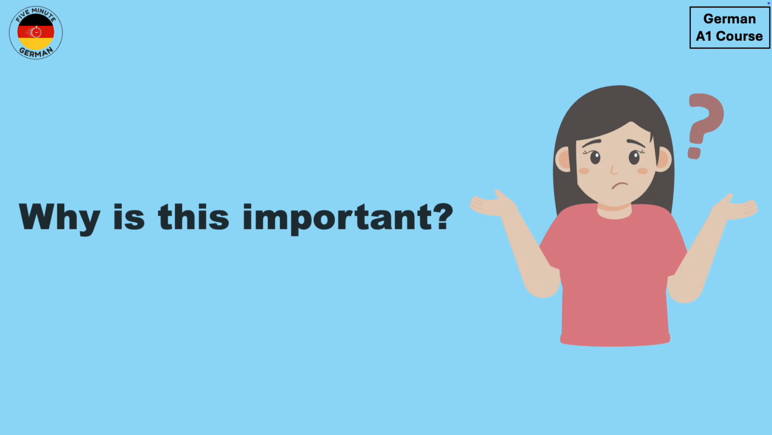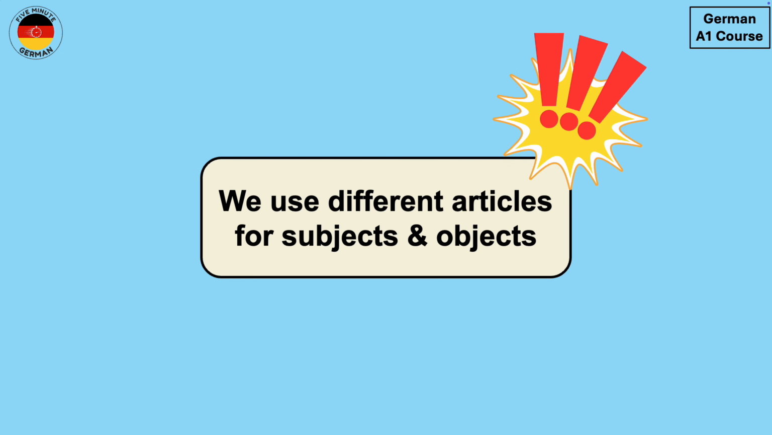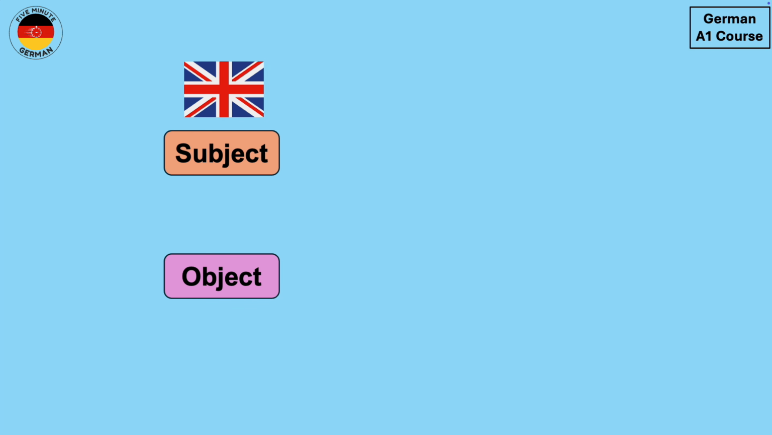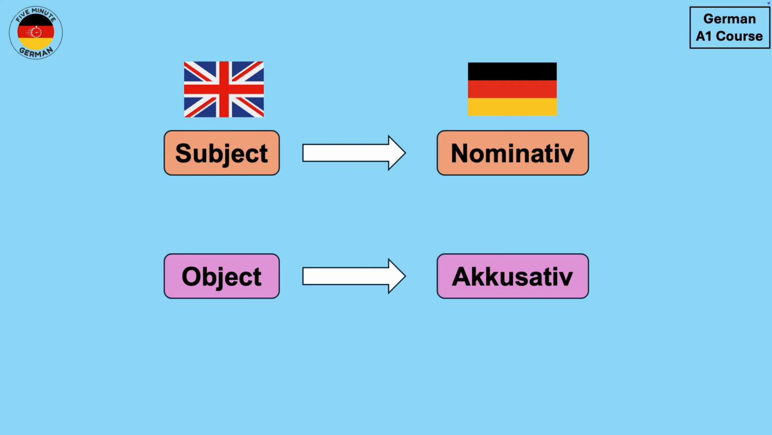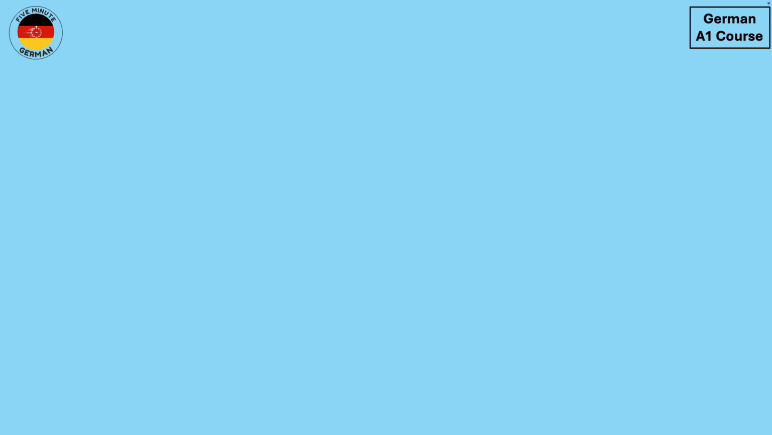Now why is this important? Why am I telling you about how to find the object and the subject? The reason is that in German we use different articles for subjects and objects. And before we go into the articles, I want to tell you that in German the subject is called nominative and the object is called accusative. So whenever you read or hear the word accusative, you must know that this is the object, and whenever you hear nominative, then you must know that this is the subject.